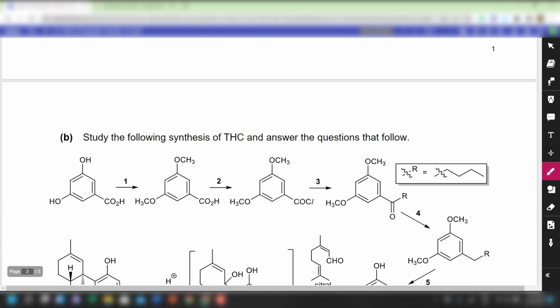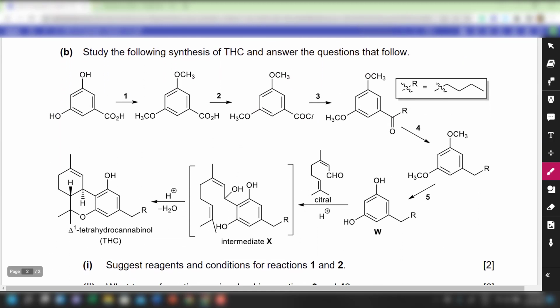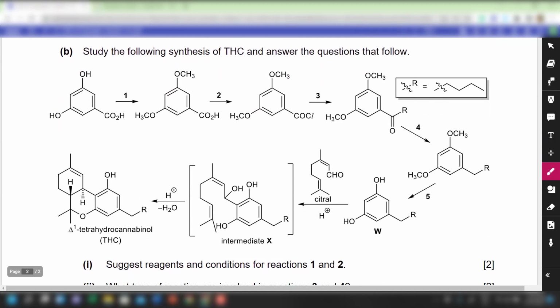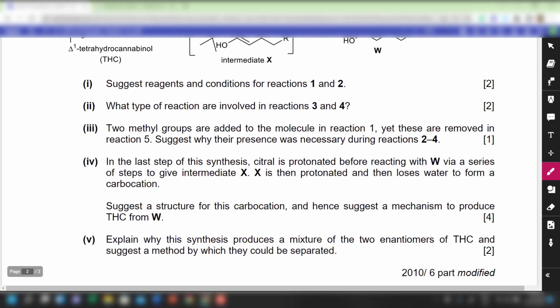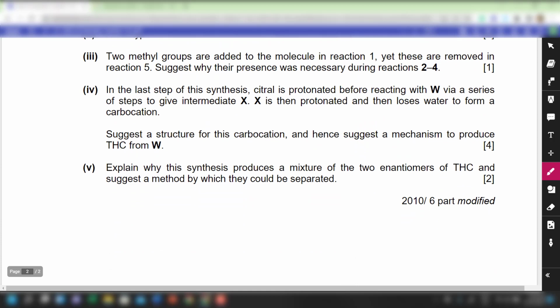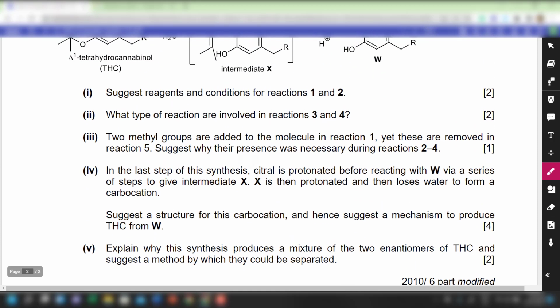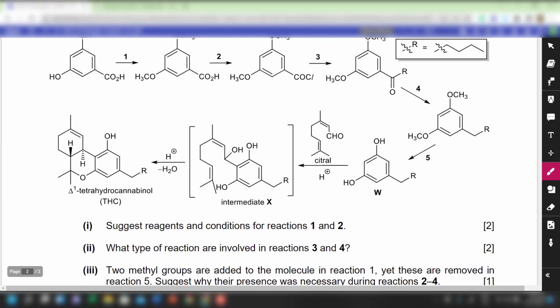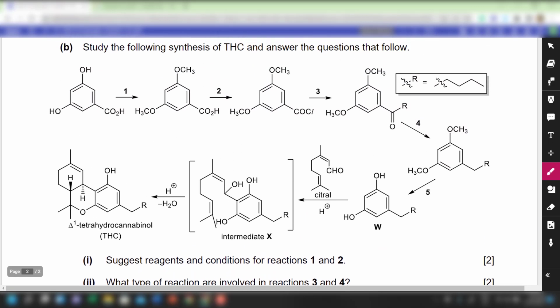Okay, then we'll move on to question 1b. You are asked to study the following synthesis of THC and answer the questions that follow. Earlier on I forgot to mention that question 1 was an old A-level question, so it's a 2010 A-level question. We have modified it a little bit, adding a little bit of flavor into question 1b so as to elevate its difficulty just a little bit.